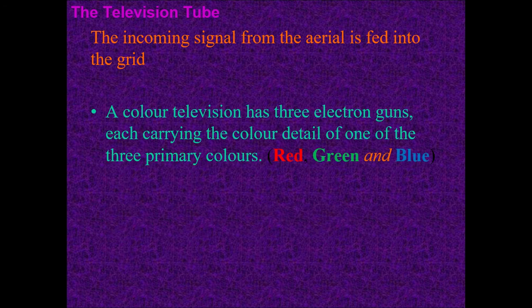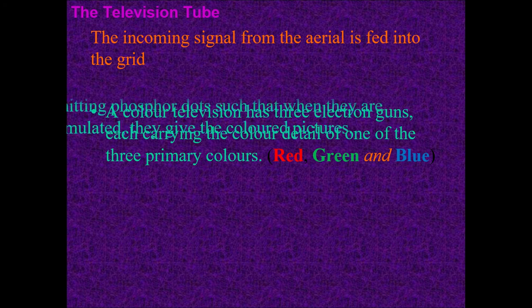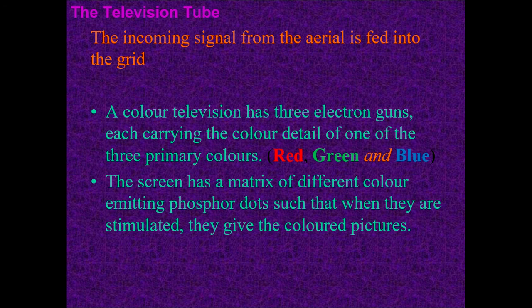Now, a color television has 3 electron guns. That's something you need to note. So there are 3 electron guns, each carrying a color detail of one of the 3 primary colors: red, green, and blue. So the screen has a matrix of different color emitting phosphor dots, such that when they are stimulated, they give the color pictures. So that's basically the advancement on the television tube from a normal cathode ray oscilloscope or a cathode ray tube into what we have as a modern television tube.